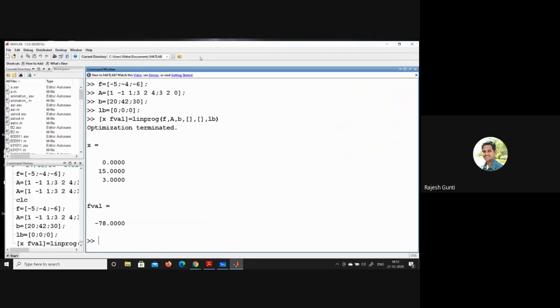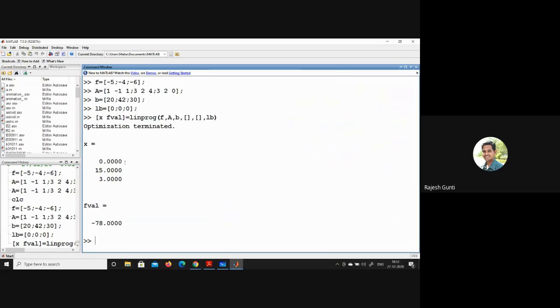Now the linear program problem is solved. The solution is x1 is 0, x2 is 15, x3 is 3. That is the solution, and the function value, the minimum value, is minus 78. So the same problem we can solve in a different way also, using linprog.